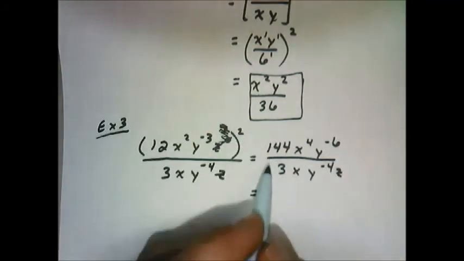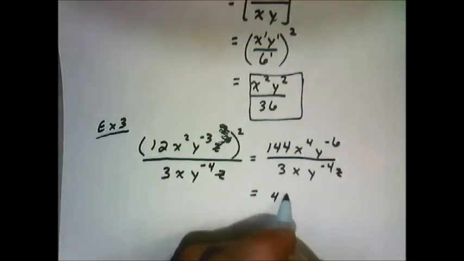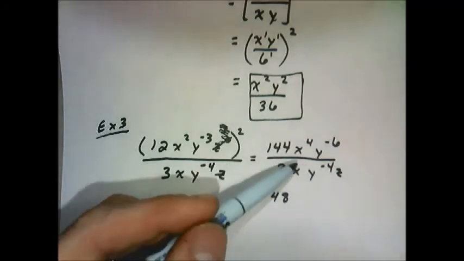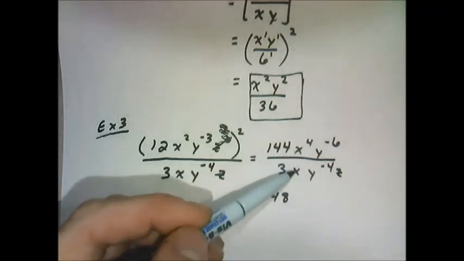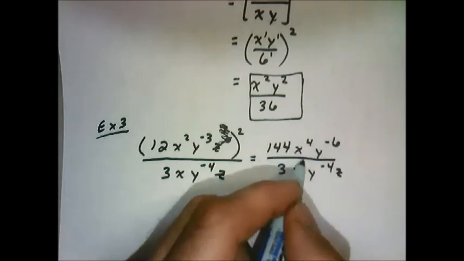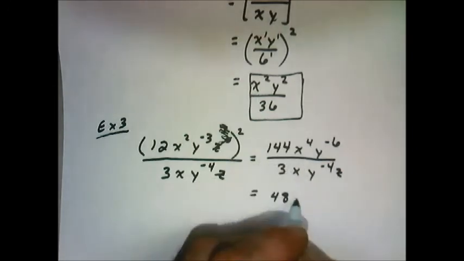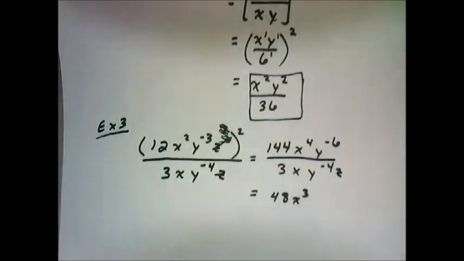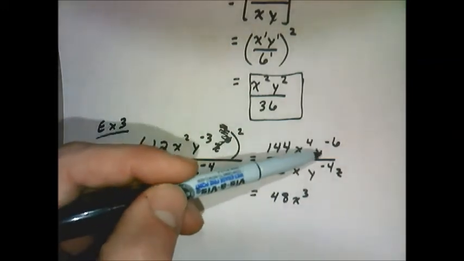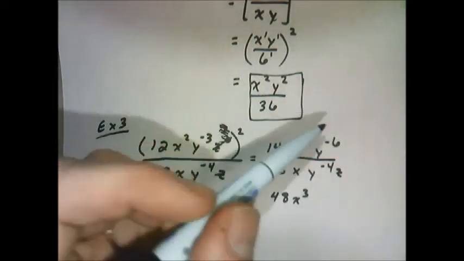Well, in this case, we end up with 48. Looking at our x's, we have x to the fourth and we have x. So subtracting those exponents, 4 minus 1 gives us 3. And then on our y's, we have y to the negative 6.